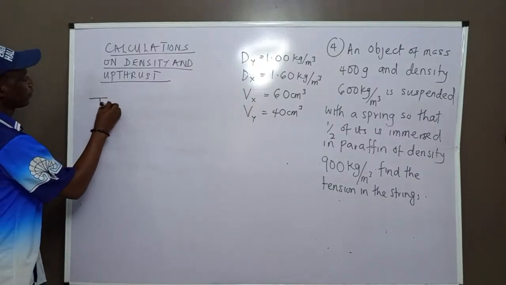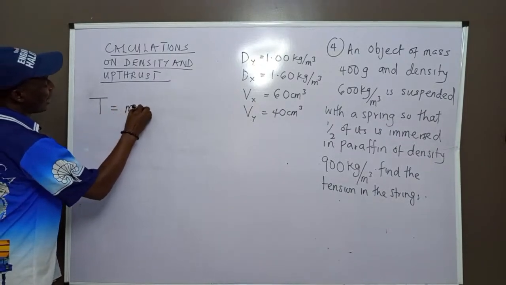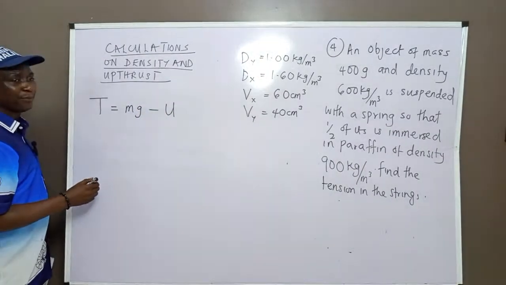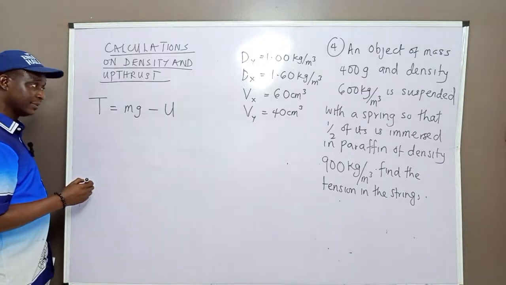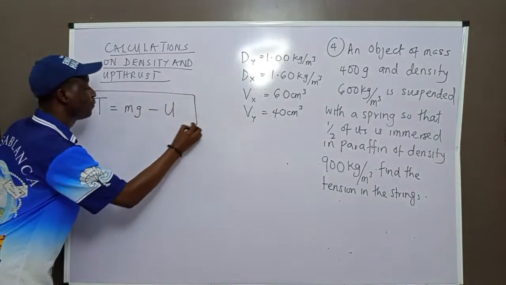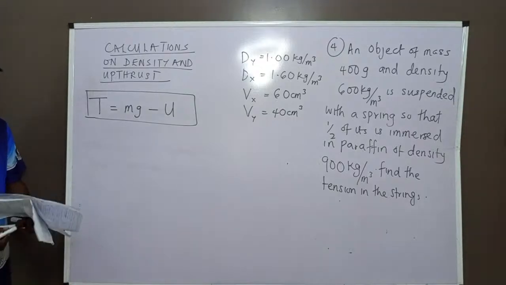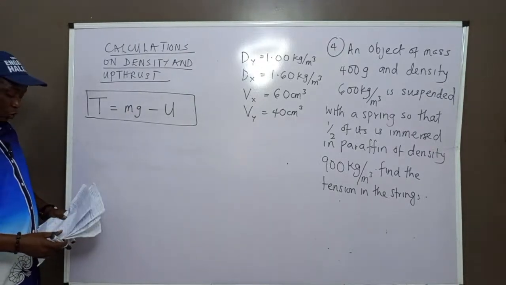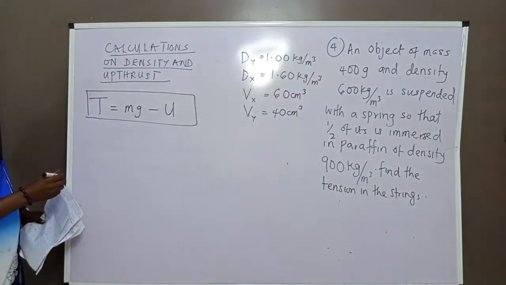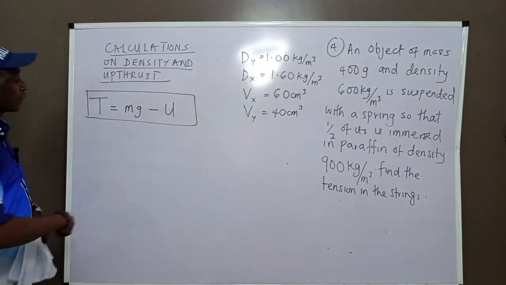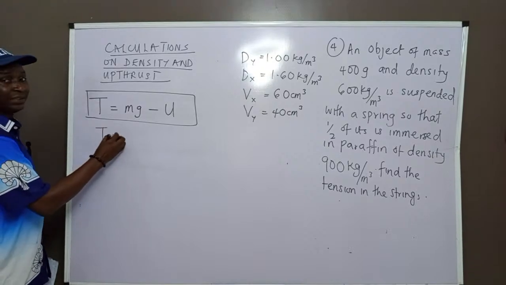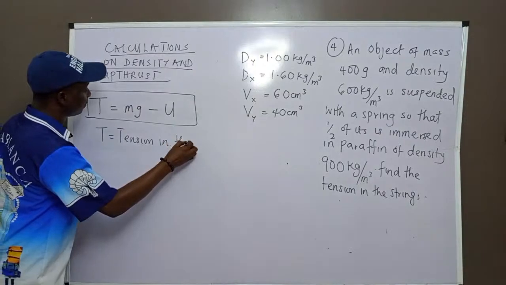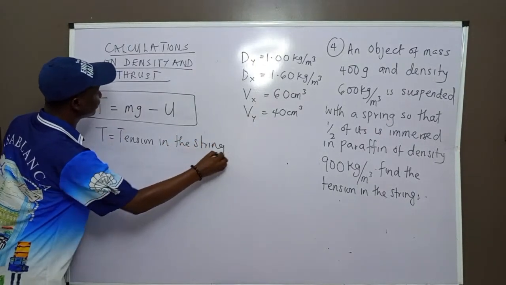Now, T is equal to what? Mg minus U. I gave you this formula in the last class. I don't have time to be driving any formula again. That's why you must ensure you follow up. You might not be live in the last class, but go and rewatch our video of the last class. Very important, my dear, so that you can follow up. Now, T is the tension in the string.